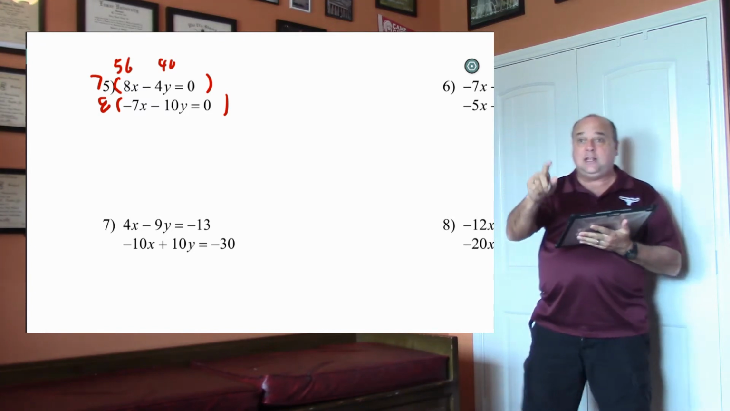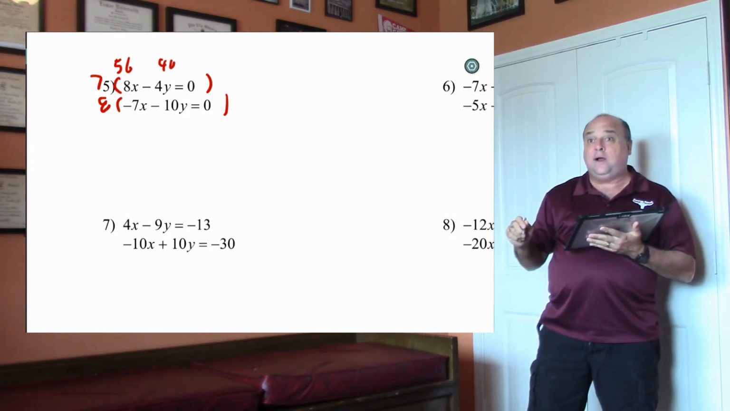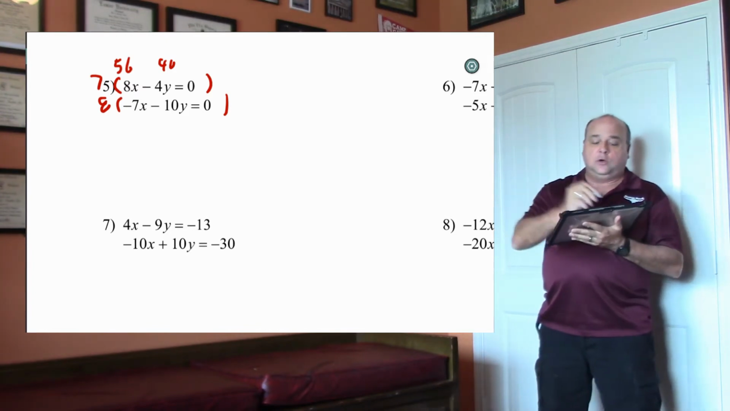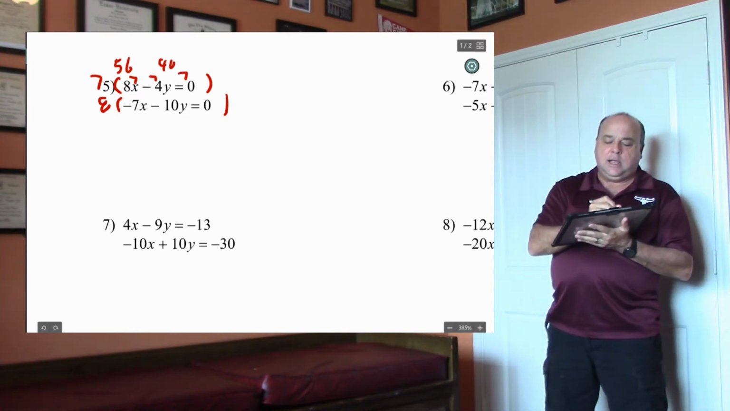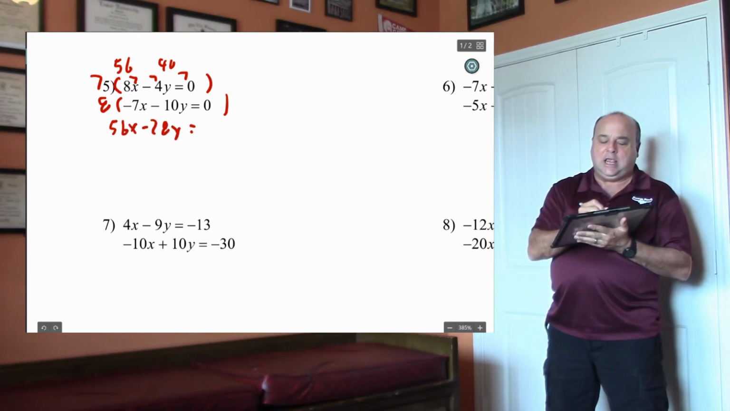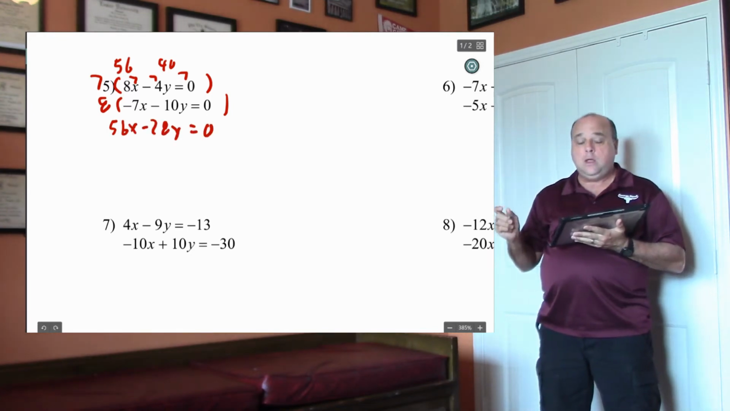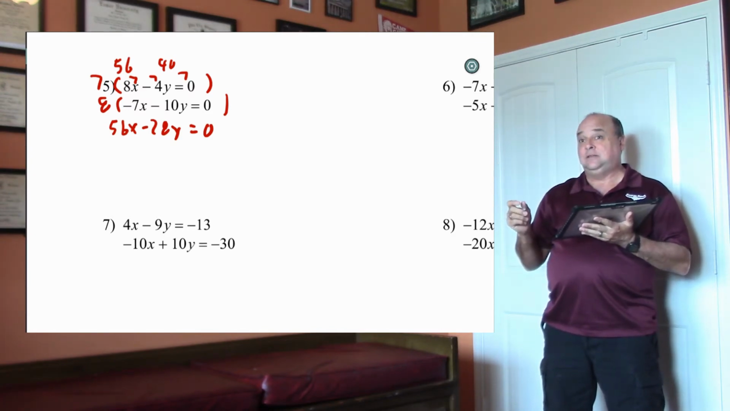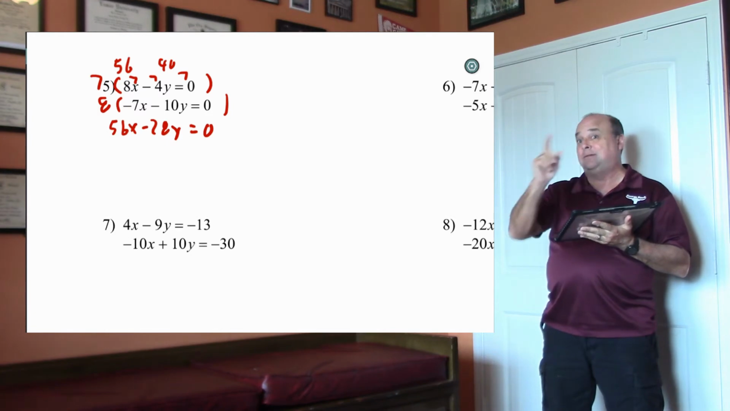You could eliminate the y's, but you would have to multiply one of them by a negative. And if you miss one sign, it's wrong. So distribute 7 to the top, and I'm going to get 56x minus 28y equals 0. And then go down to the next one. Hopefully you know what this is already, because they both intersect at the same point, okay?